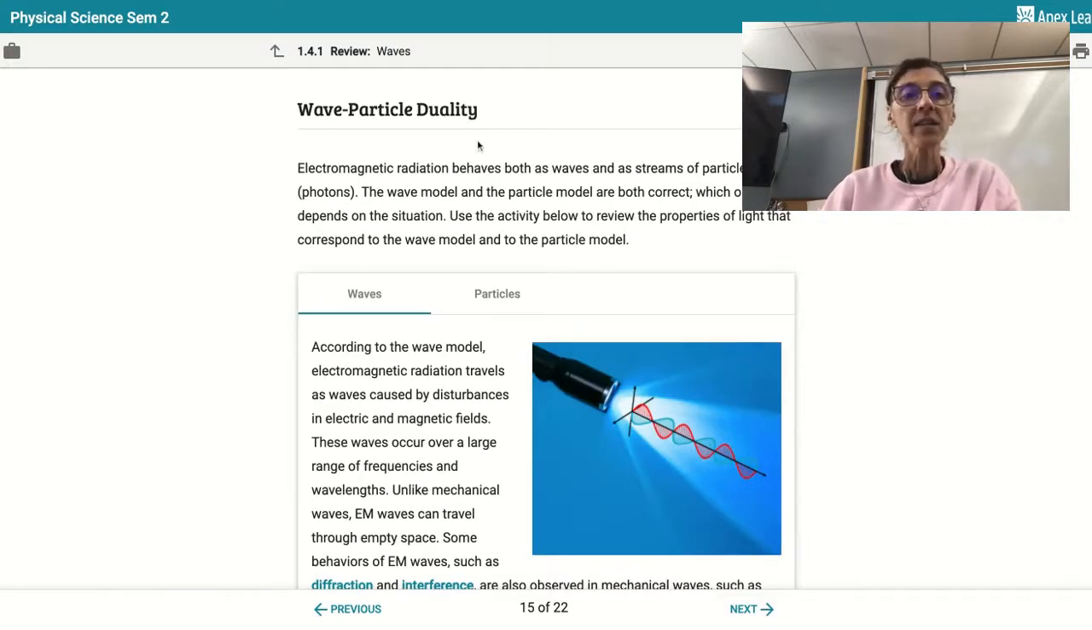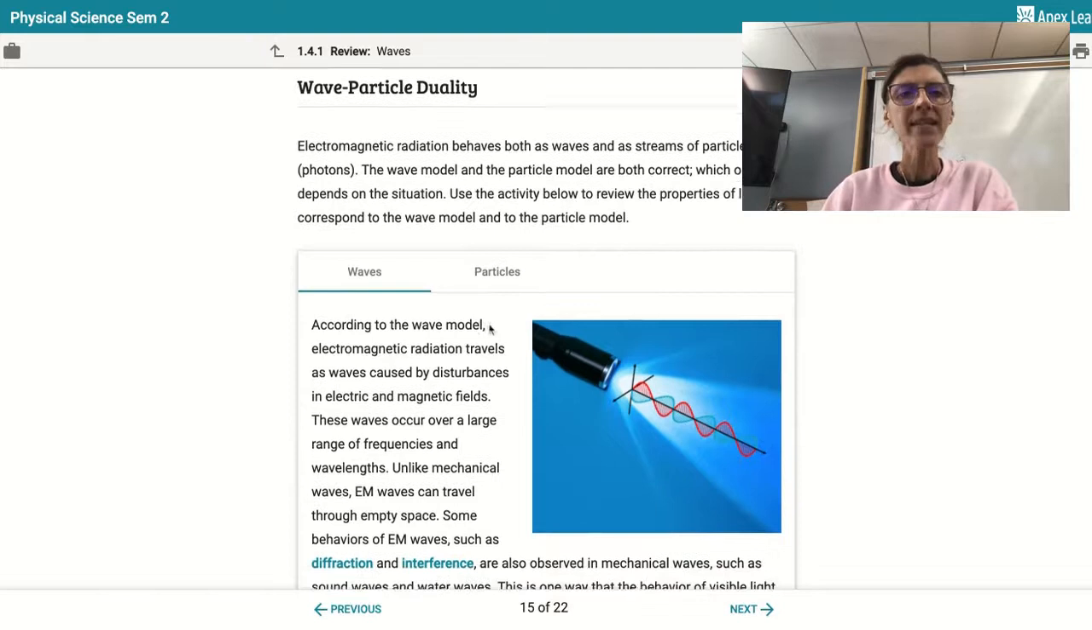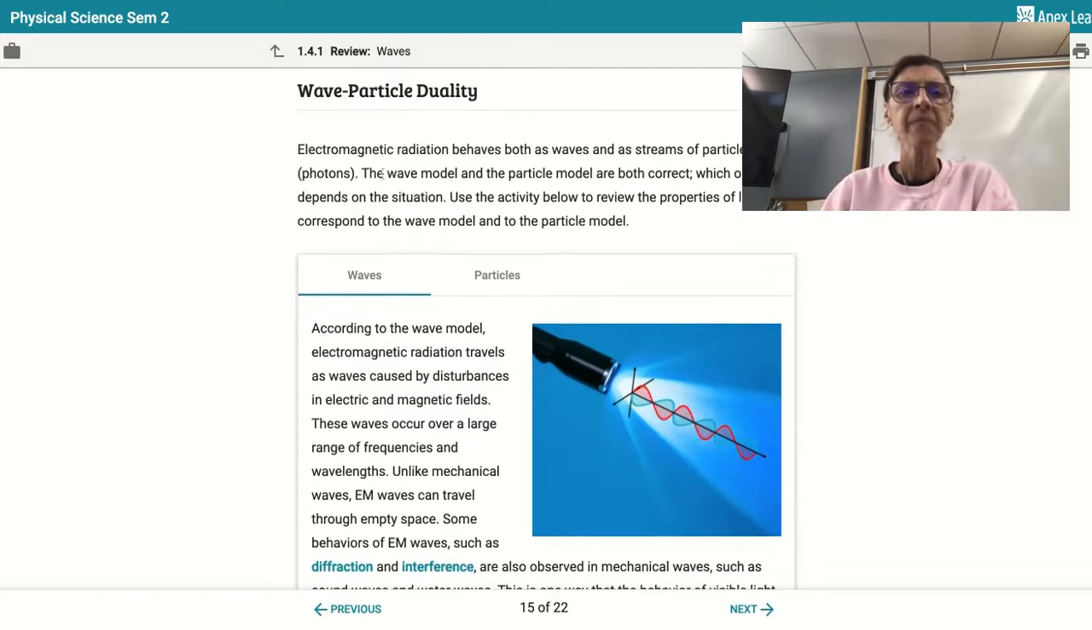So this is what I was talking about earlier in the video, the wave-particle duality. That's a very fancy name for quite a simple idea. And here's the idea. Electromagnetic radiation behaves both as a wave and as particles. Okay, those particles we call photons. The wave model and the particle model are both correct. It just depends on the application.